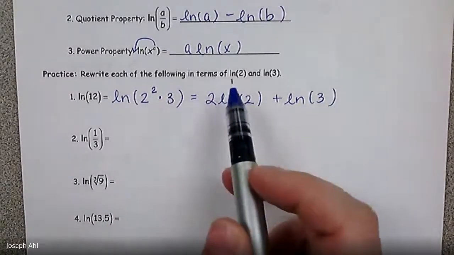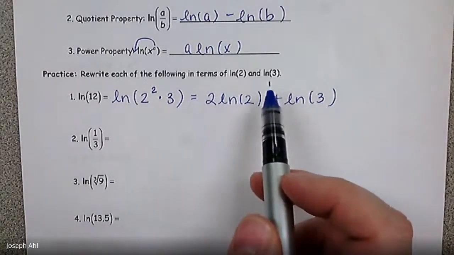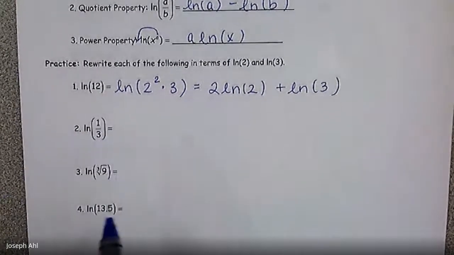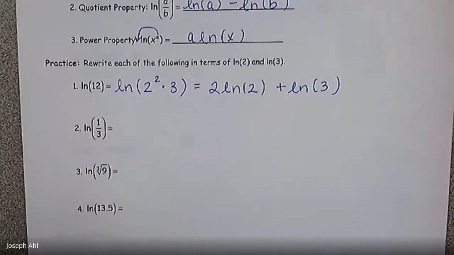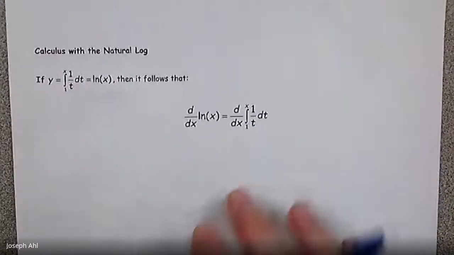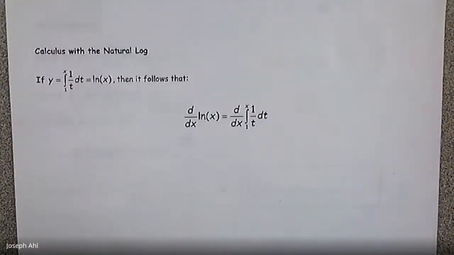So see, they don't all have to have ln of 2 and ln of 3 in it, but those are the only 2 natural logs that I want each of these to be written in terms of. So go ahead and try those others. We'll go over them quickly next time we are in class with one another, but let's talk a little bit more about the calculus of the natural log.